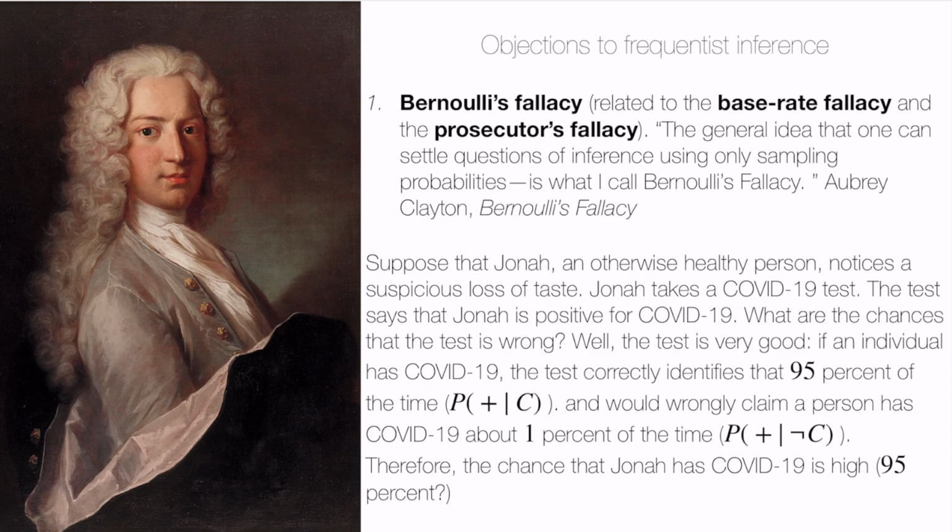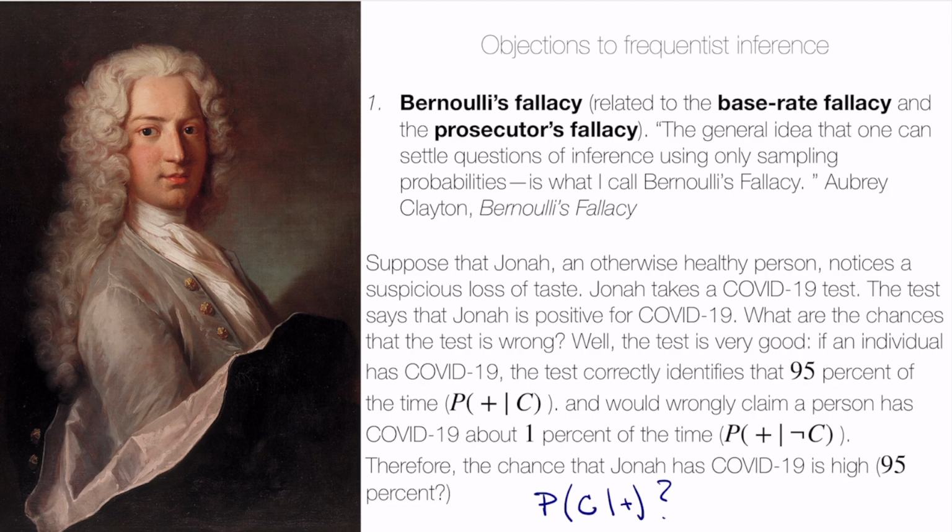In addition, we're assuming the test wrongly claims that a person has COVID-19 about 1% of the time. So that would be the probability of a positive test given that they don't have COVID. That would be an error, and it's about 1%. And notice that it's not that one of these is one minus the other. These are conditioning on different things. So we'd like to know, what are the chances that Jonah has COVID-19? Let's write out that probability. We'd like to know the probability that Jonah has COVID given the positive test.